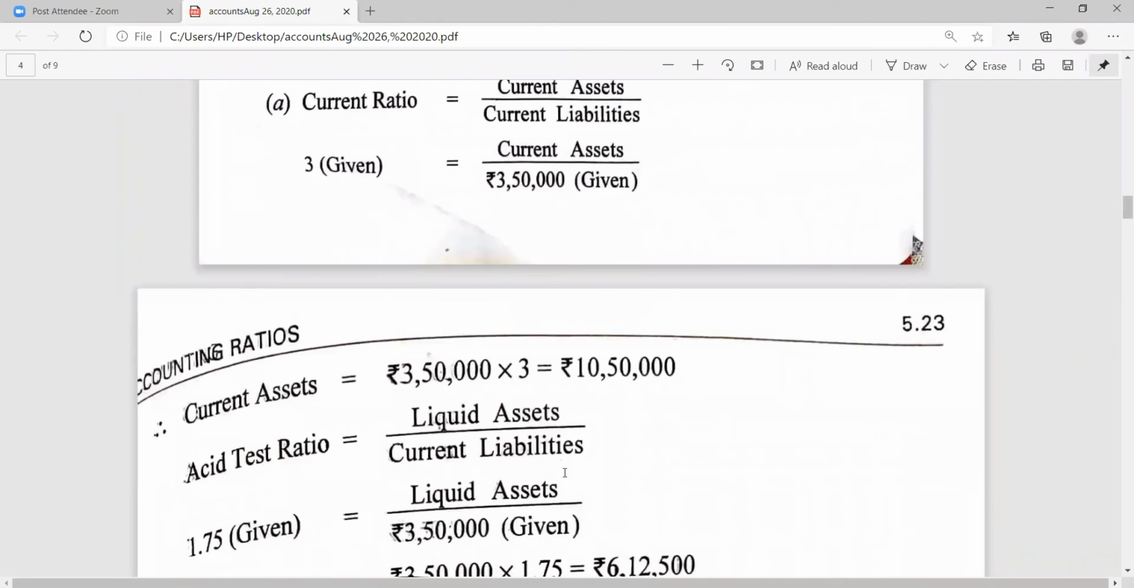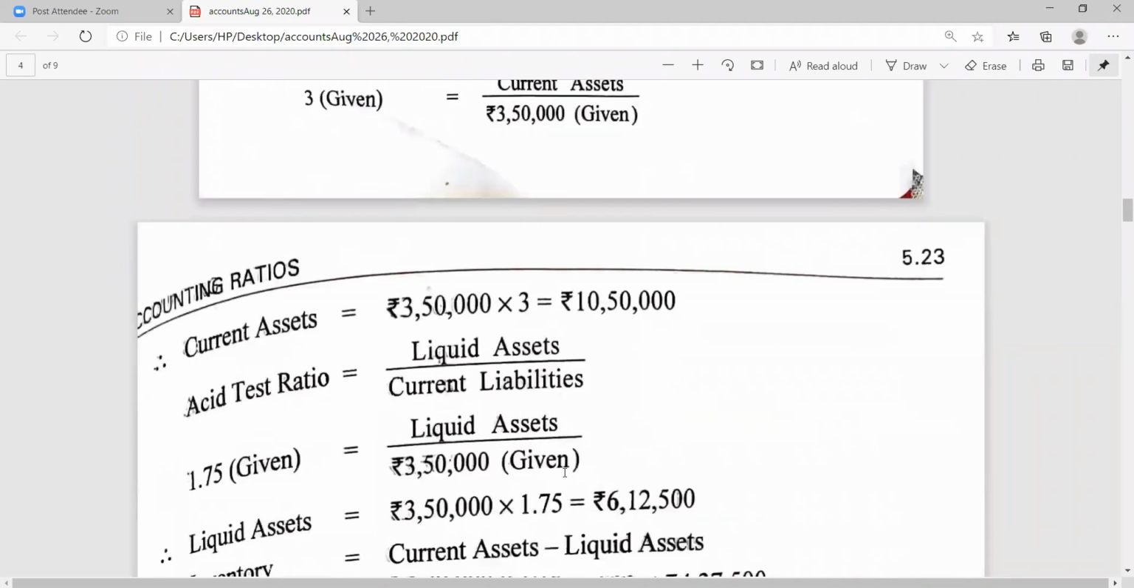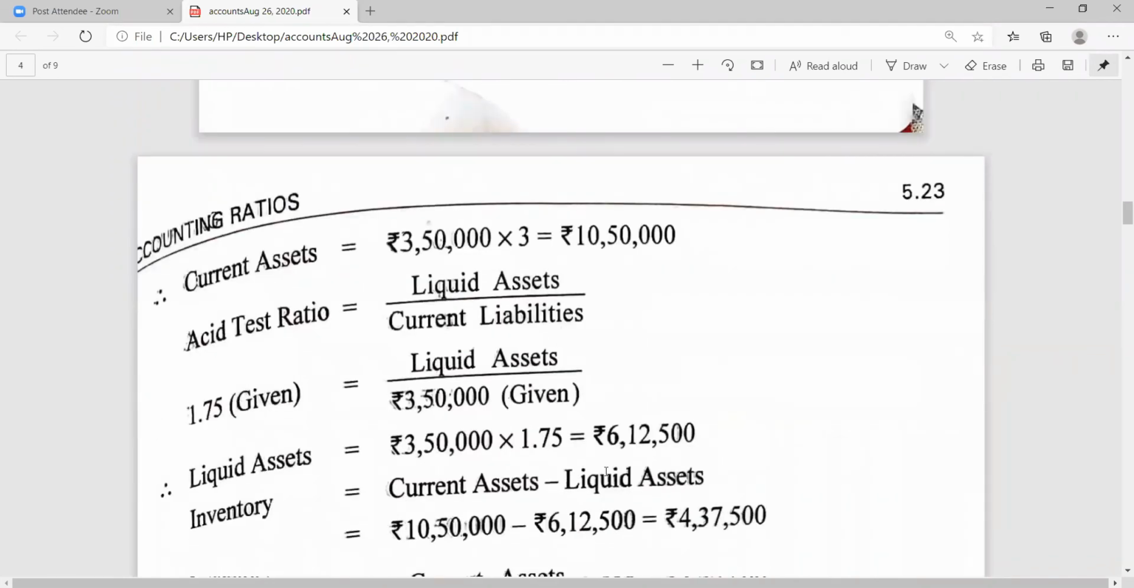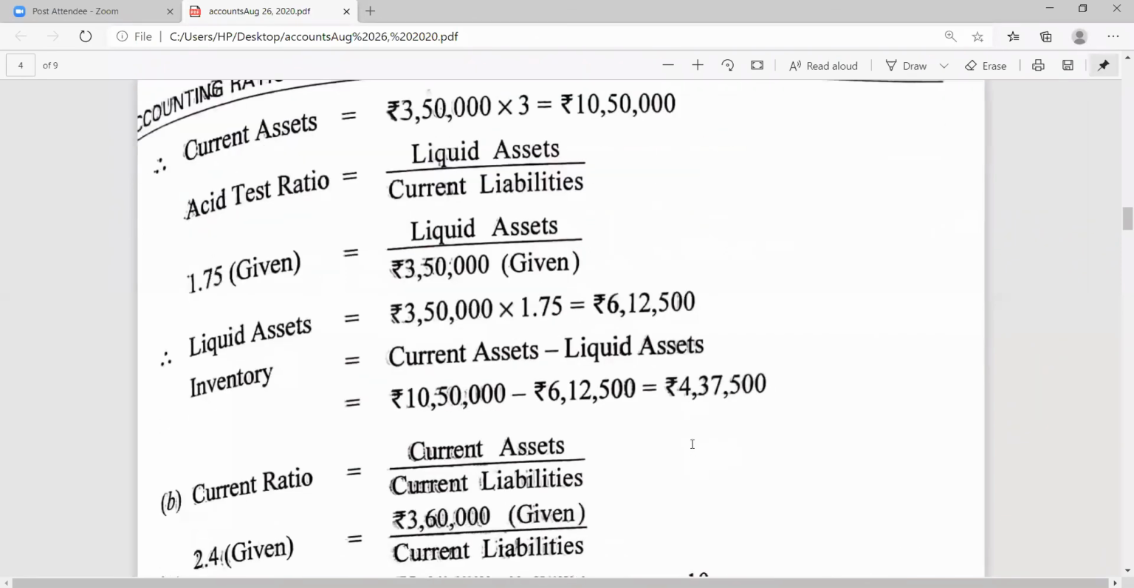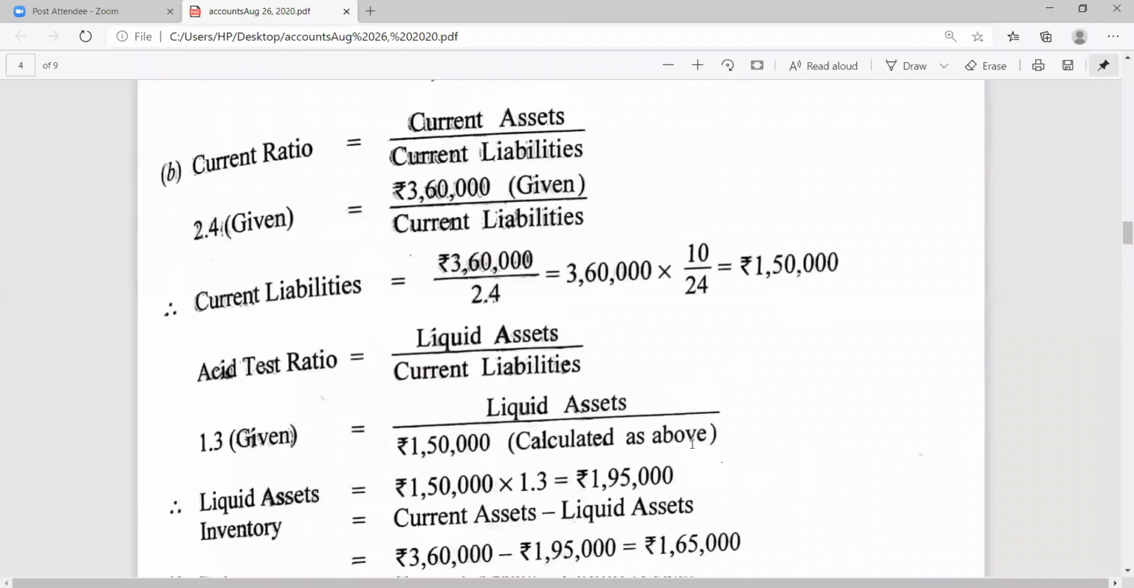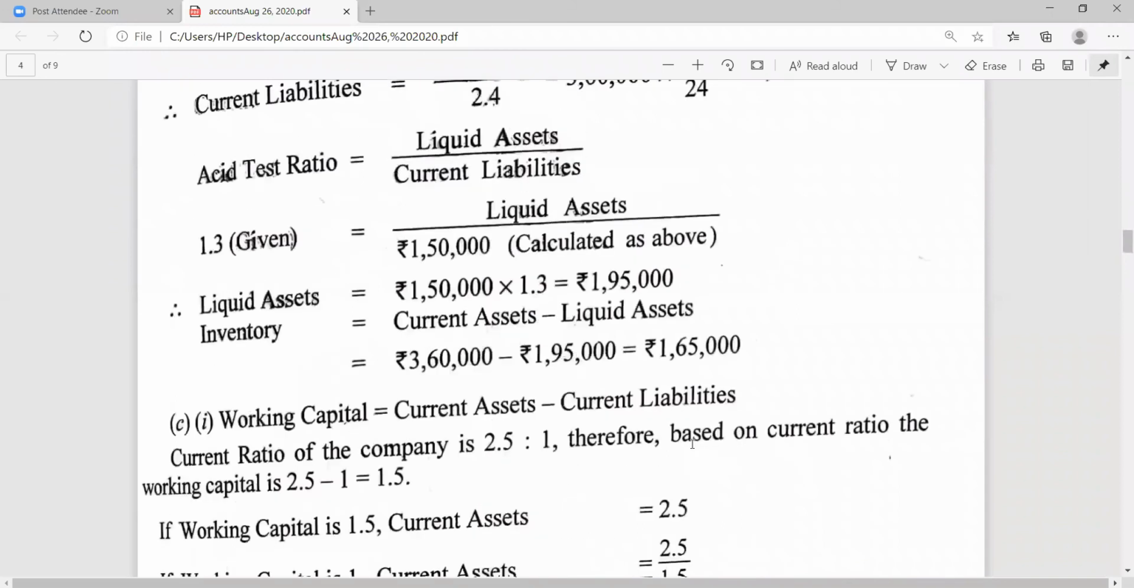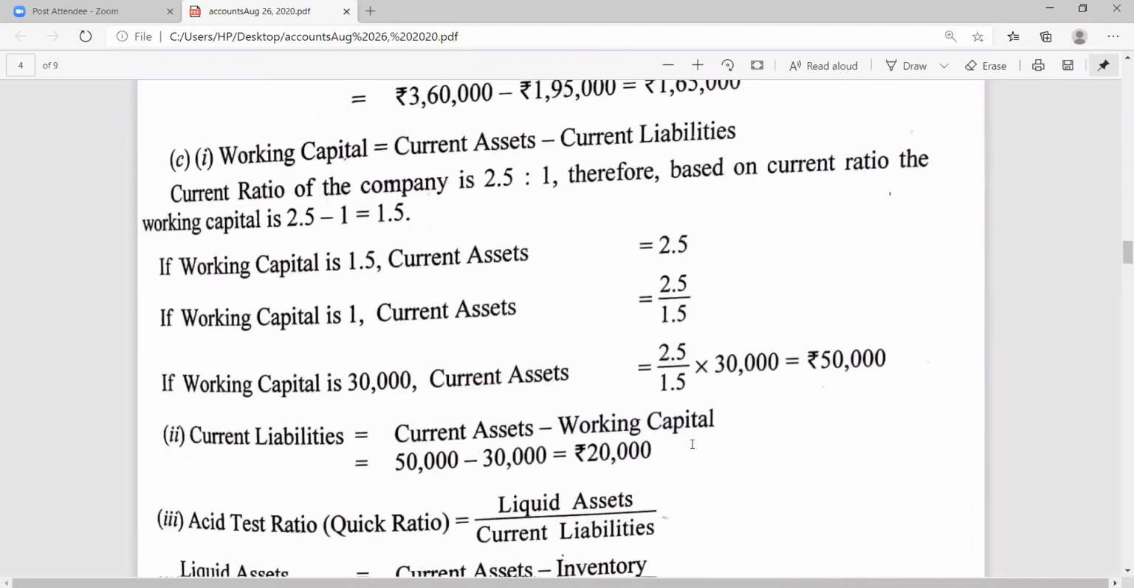Now, current assets are with us and the acid test ratio is also given to us. Current liabilities are given to us. With the help of this, we can calculate the liquid asset, that is 6,12,500. Now we have to calculate the inventory also. Current assets minus liquid asset, we will get the inventory. In this way, various items are given to you and you have to identify the value of current assets and current liability with the help of clues given to you.